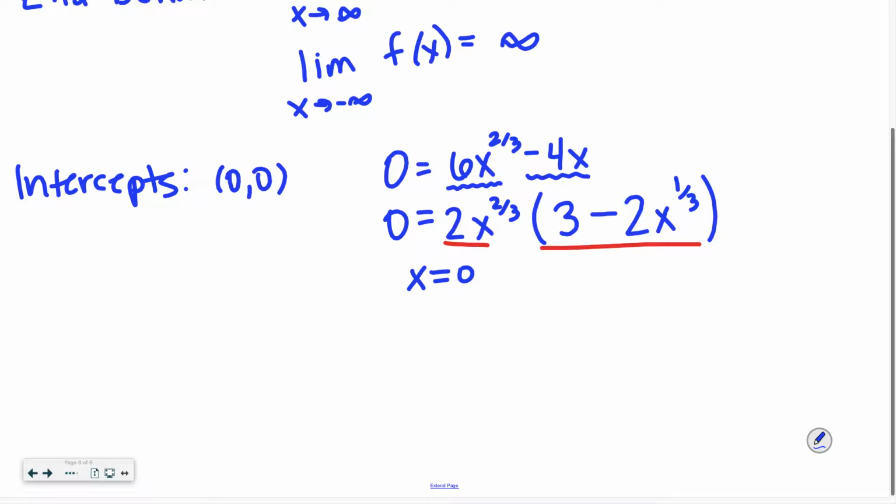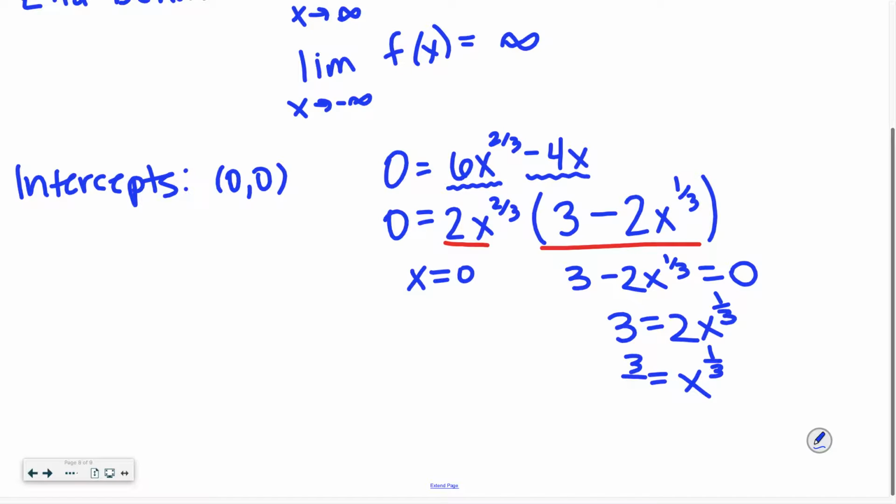This factor over here is going to give us 3 minus 2x to the 1/3 equals 0, which means 3 equals 2x to the 1/3. We can divide that 2 over, and to get rid of that 1/3 power, we would cube both sides. So we have 27/8 as our second x-intercept. So we have an x and y-intercept at (0, 0), and then we have (27/8, 0) as our second intercept. Okay? And that's all of our pre-calculus work that we have to do.